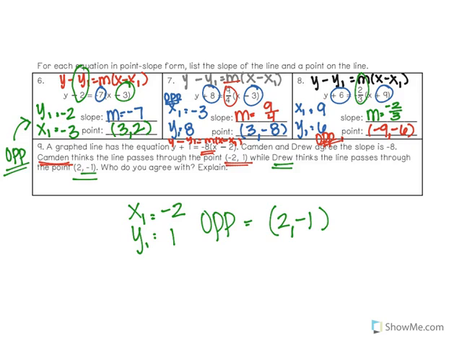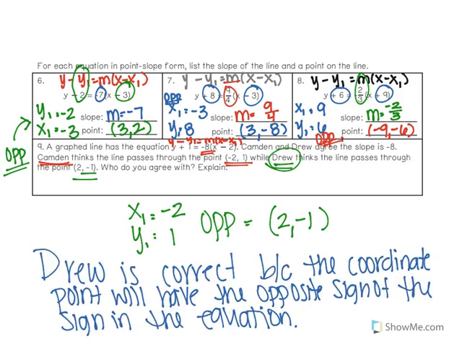-1. And that means that Drew would be correct in this case, and that's because when looking at this, the coordinate point will have to be opposite sign of the sign in the equation. So again, noticing how to pull out that point and that it needs to be opposite is very valuable for us. And again, I write it as I see it with the sign to the left, but then I change it to the opposite.